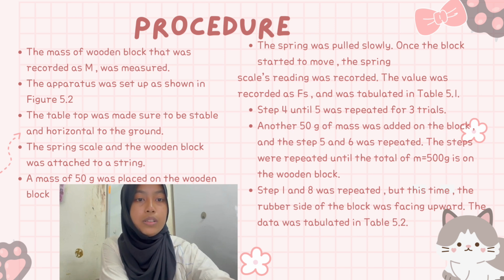The steps were repeated until the total M equaled 500 gram on the wooden block. Steps 1 to 8 were repeated, but this time the rubber side of the block was facing upward. The data was tabulated in table 5.2.